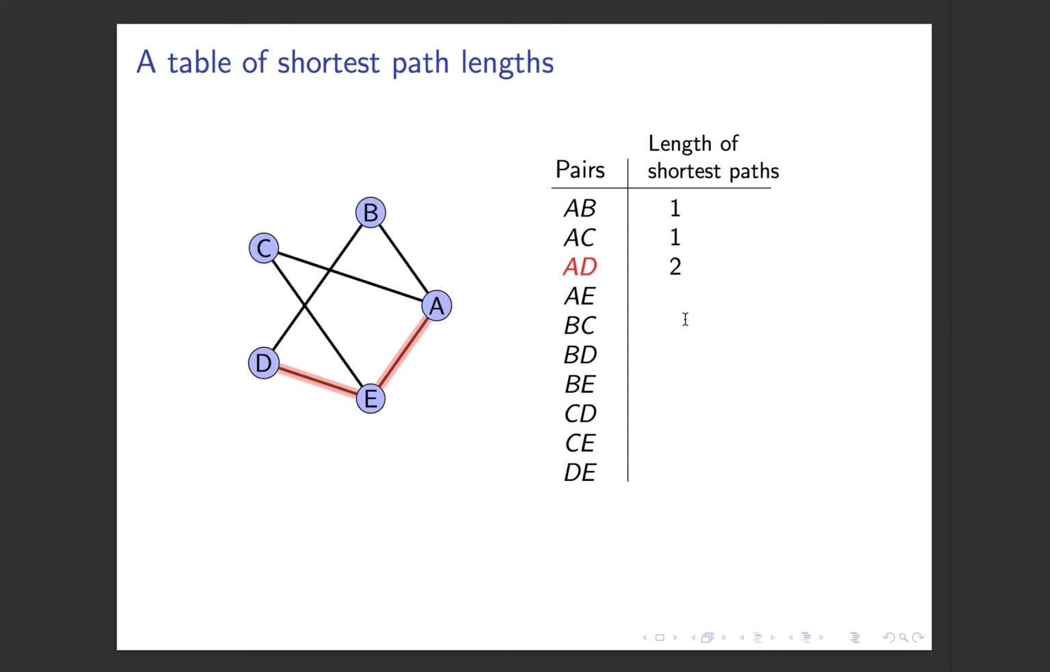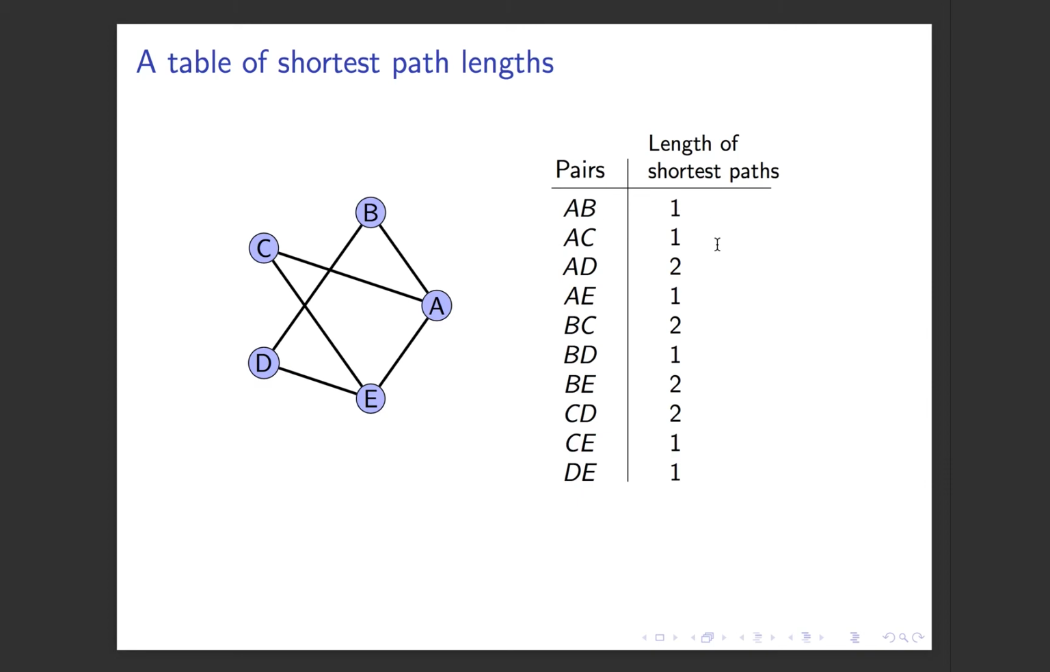At this point, if you want to pause the video and fill out the rest of this table, considering A and E, B and C, etc., fill in the shortest path lengths and then check your answers. So hopefully you got these answers. We now have a table where we consider all unique pairs of nodes that could serve as our starting stop points, and then the length of the shortest path in between them.